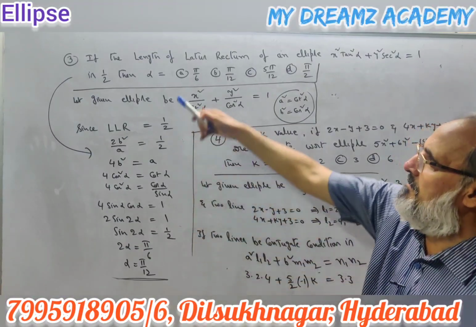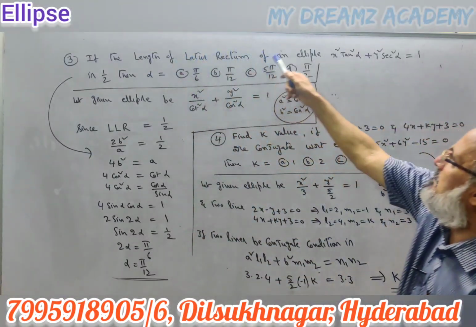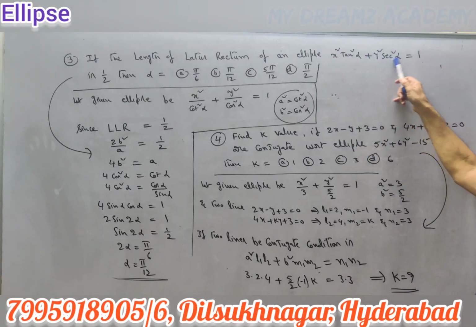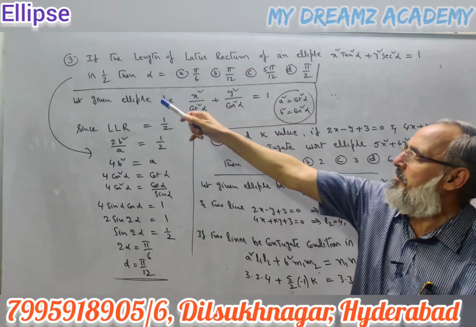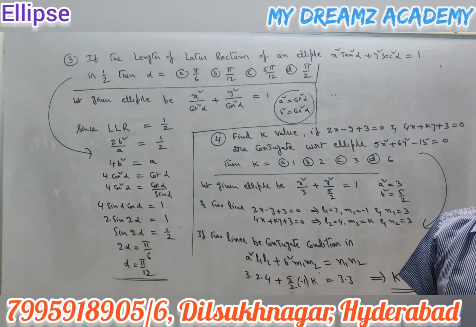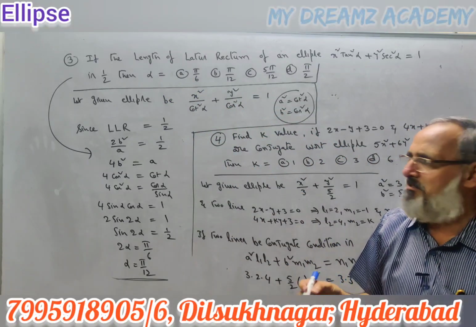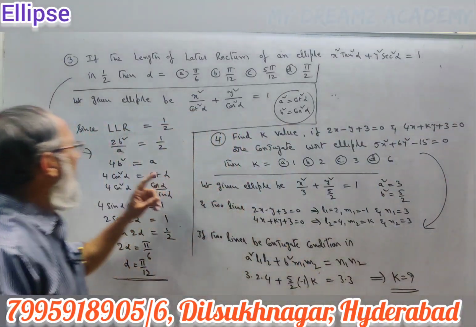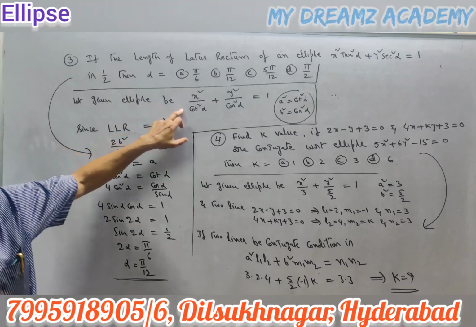Next, the third question. If the length of the lateral rectum of the ellipse x square tan square alpha plus y square secant square alpha equal to 1 is 1 by 2, then what will be the alpha? It is a link with the trigonometric application in ellipse. How to start that one? First of all, let the given ellipse be standardized.